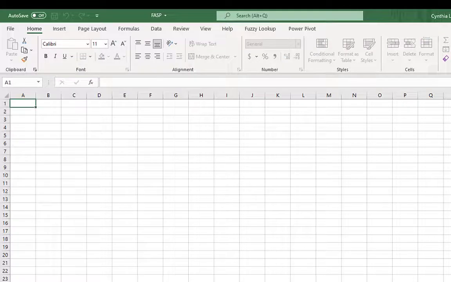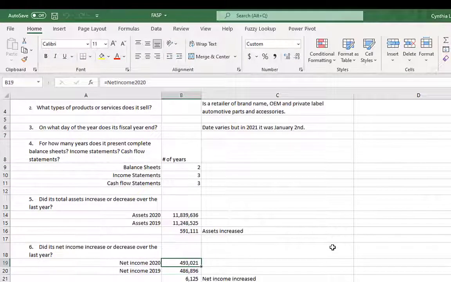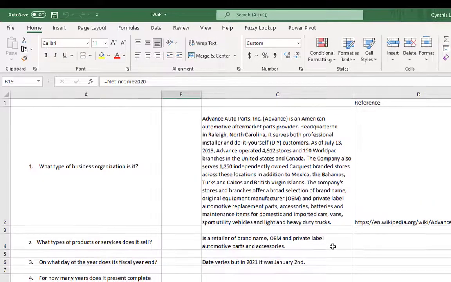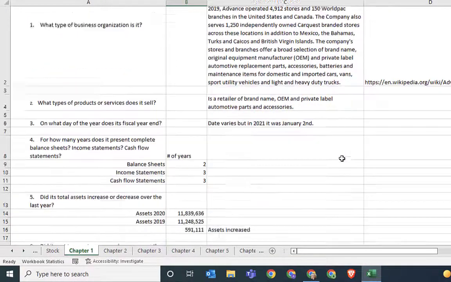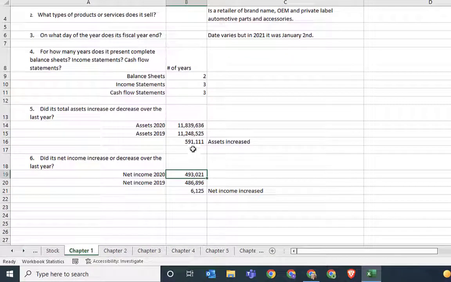And then I'm going to talk you through some of the things I might say in my report, because my report will differ. So I'm going to go all the way back to chapter 1 and just look at some of the things. One of the things I'm going to say is, my assets increased. That's a good thing. My net income increased. That's a good thing. So I might write about my assets increasing and my income increasing.